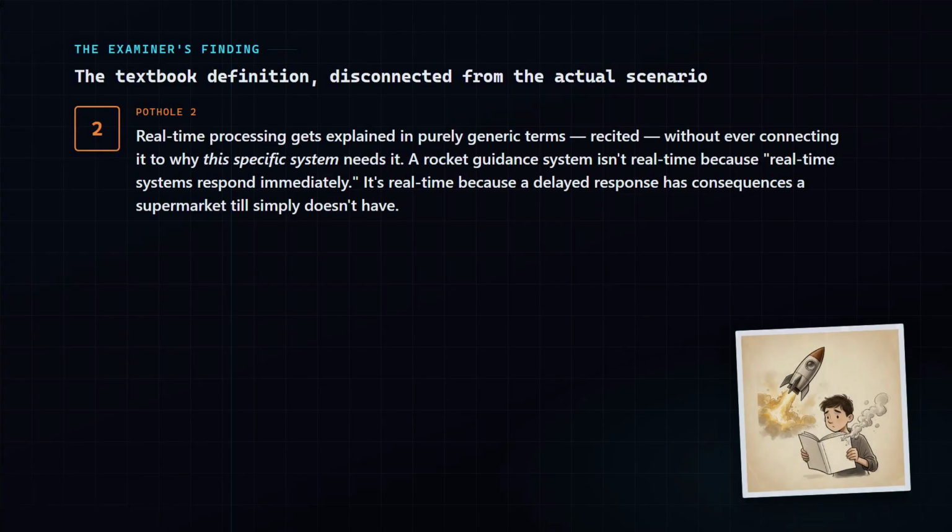Here's the second. Real-time processing gets explained in purely generic terms, the textbook definition, recited, without ever connecting it to why the specific system in the question actually needs it. A rocket guidance system isn't real-time because real-time systems respond immediately. It's real-time because a delayed response, even briefly, has consequences that a supermarket simply doesn't have.